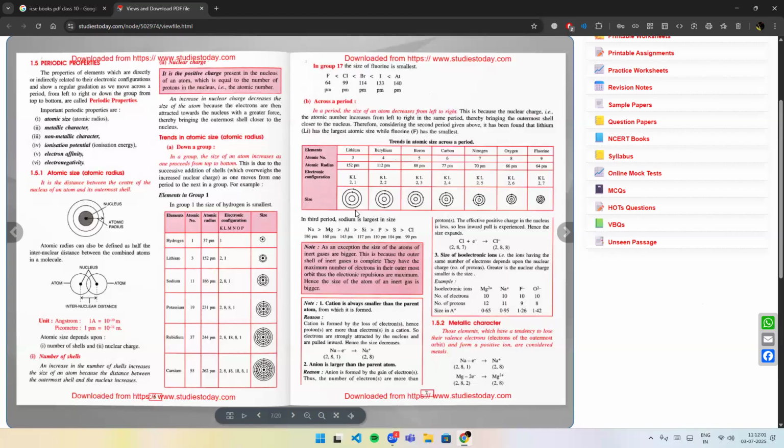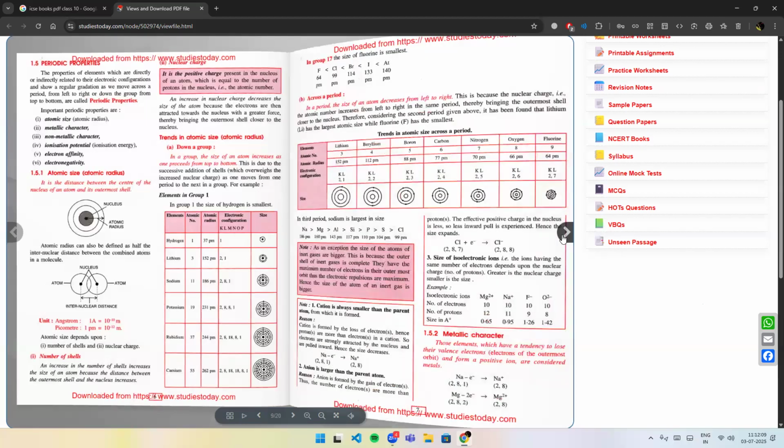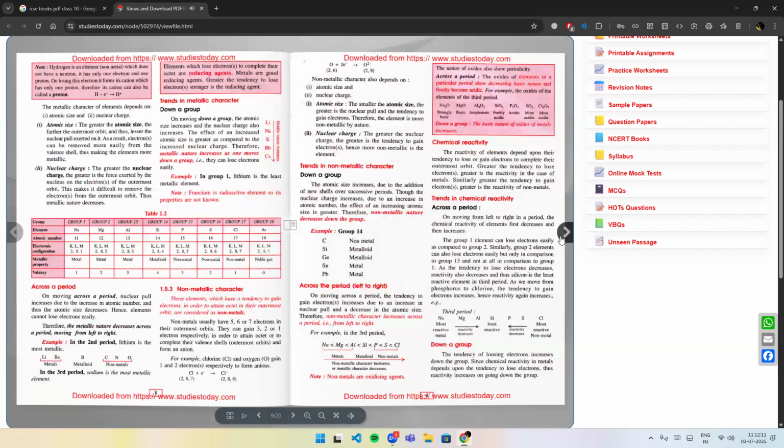Metallic character. Those elements which have a tendency to lose their valence electrons and form a positive ion are considered as metals. Hydrogen is an element which does not have a neutron. It has only one electron and one proton. On losing this electron, it forms its cation, which has only one proton. Therefore, its cation can also be called a proton.